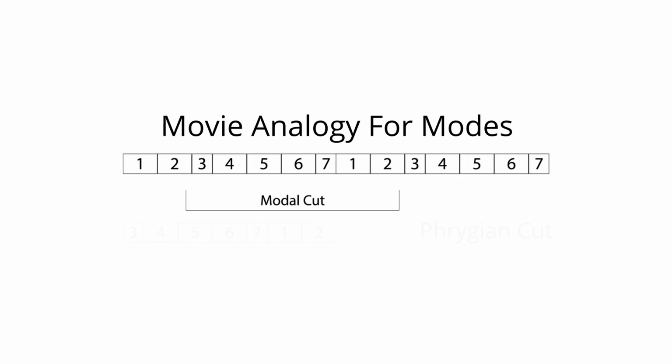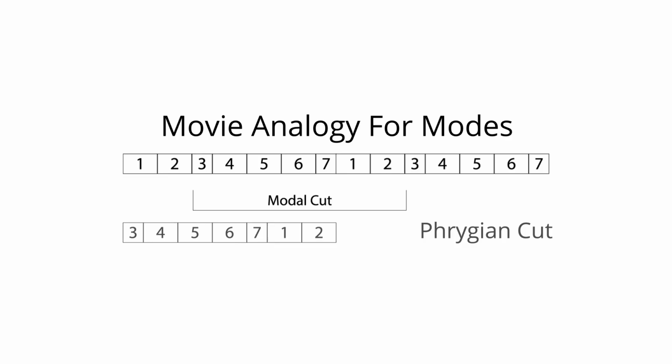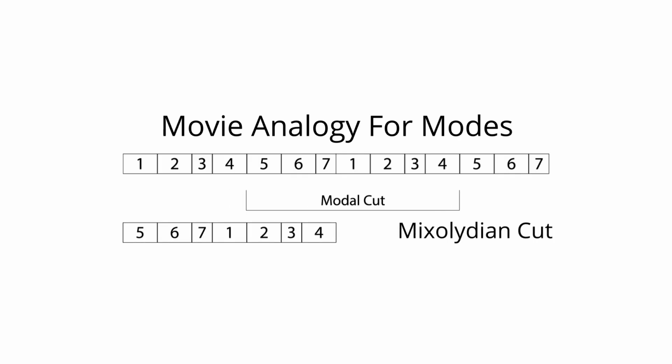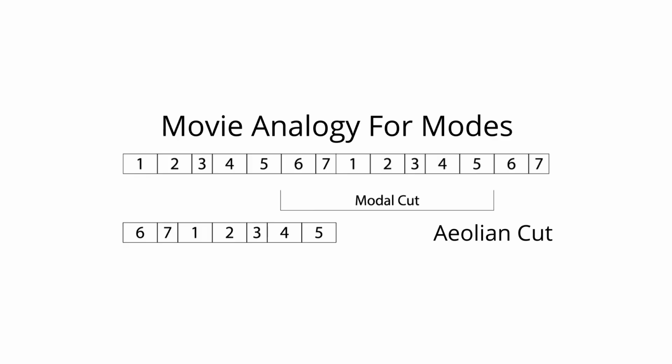And then the next cut would be the Phrygian cut, and we start on scene 3, go through 7, and then we go into the next copy 2 scenes. We start on scene 3 and conclude with scene 2, okay, and so on. The Lydian cut starts on scene 4, goes through the same sequence of scenes, but then you wind up on scene 3. The next one would be the Mixolydian cut. The next one would be the Aeolian cut, the Locrian cut, and then we're back to the Ionian cut.